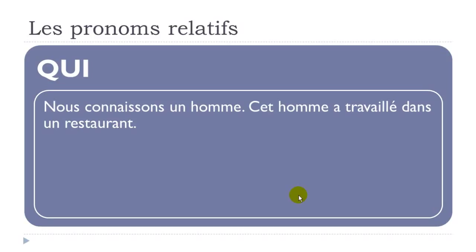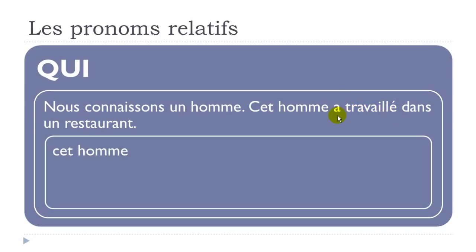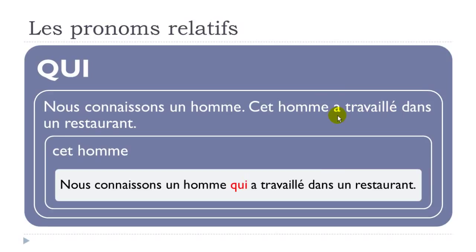Let's see now the same sentence. Nous connaissons un homme. But here, cet homme a travaillé dans un restaurant. So here we've got the passé composé form. You remember, you put avoir first, and then you put your participe passé form. Of course, cet homme, we would like to avoid repeating. So we'll get this sentence: nous connaissons un homme qui a travaillé dans un restaurant.